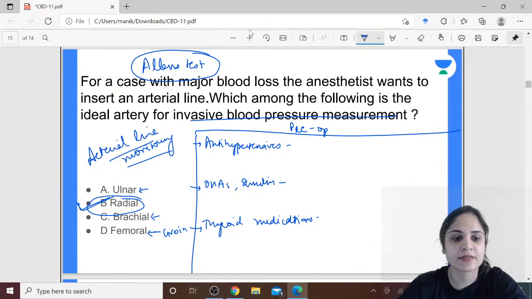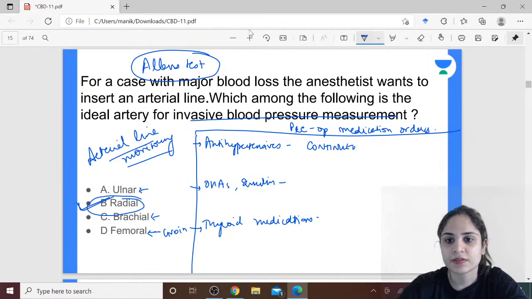Which antihypertensive agents will you continue? Which antihypertensive agents will you omit on the day of surgery? Any idea? Pre-op medication orders. Alright, so guys, remember, all antihypertensive agents can be continued on the day of surgery except two agents.